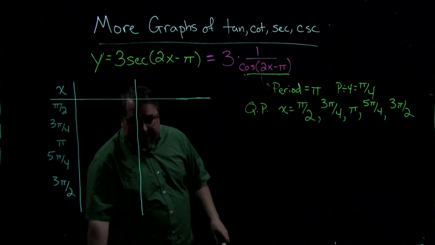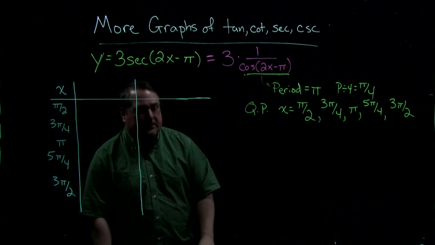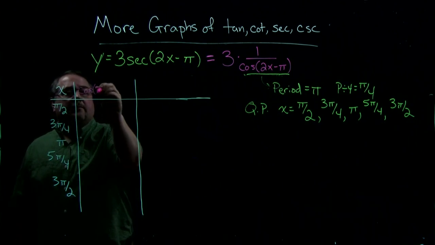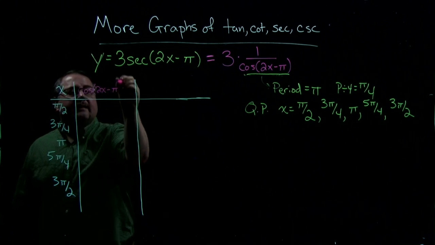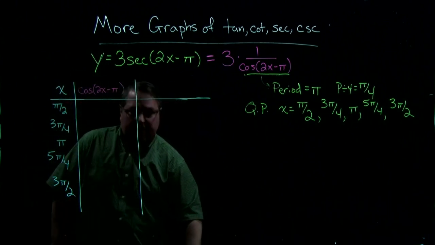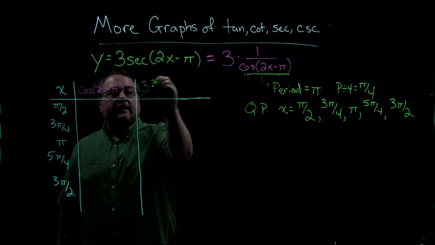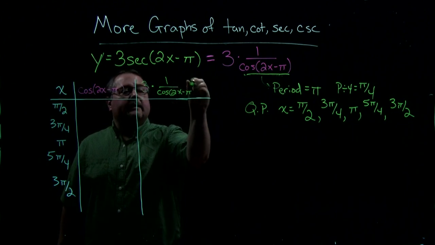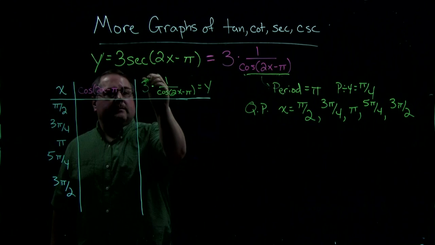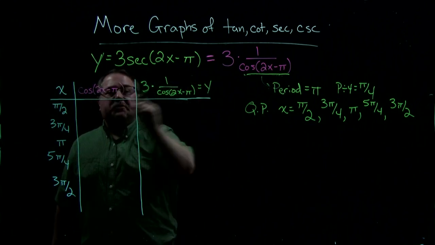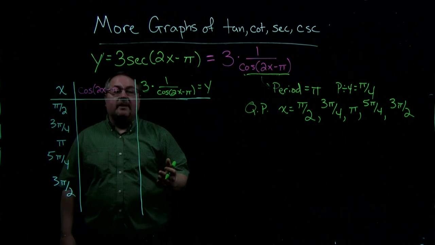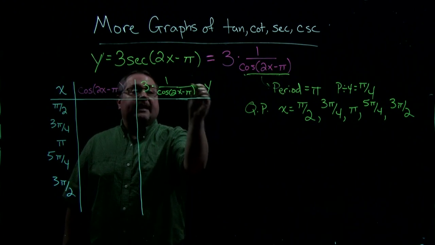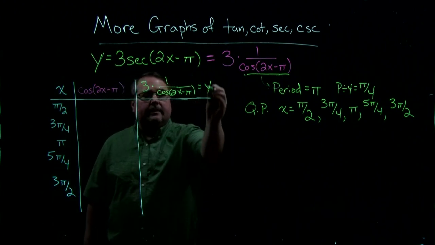And then in the next column, we're going to look at our cosine. So we would have our values for cosine of 2x minus pi. And then finally our values of 3 times 1 over the cosine of 2x minus pi, and that's going to be our y. So we have these cosine values as an intermediate point, basically. And then we're going to take 3 times the reciprocal of the second column to get our actual y values. And that's our third column.